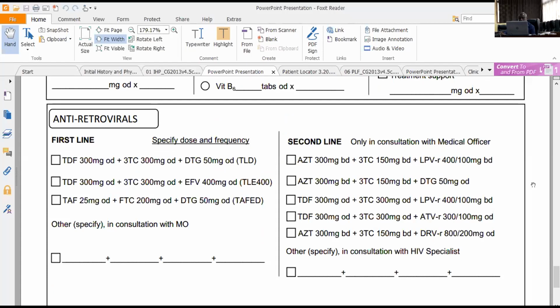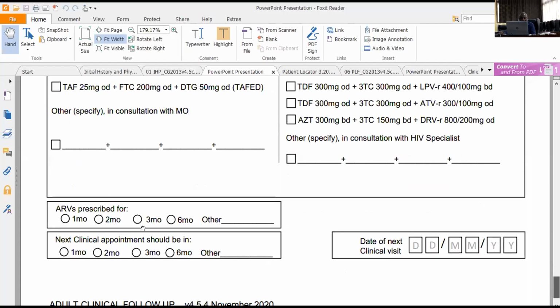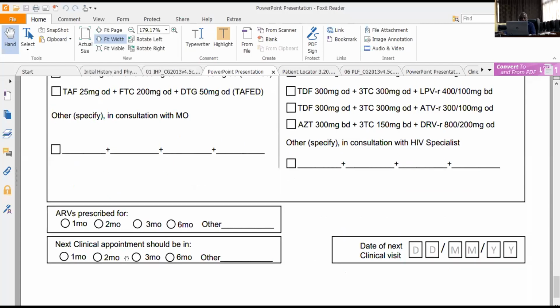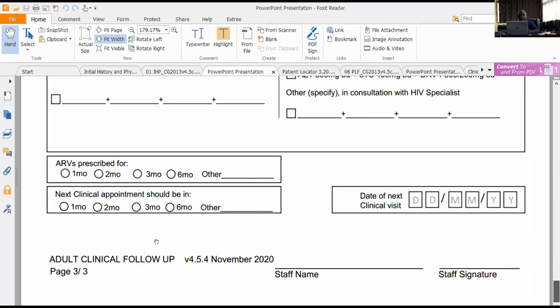And then finally, you say how many months the ARVs have been prescribed for. When is the next clinical appointment? Is it after 1 month, after 2 months, after 3 months, after 6 months, or other? Then when is the date of the next clinical visit? So this is the new IHAP, which is now in SmartCare.